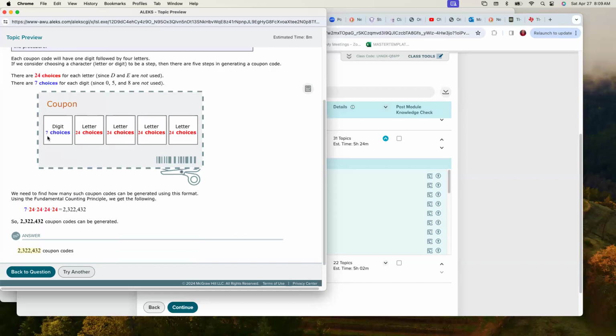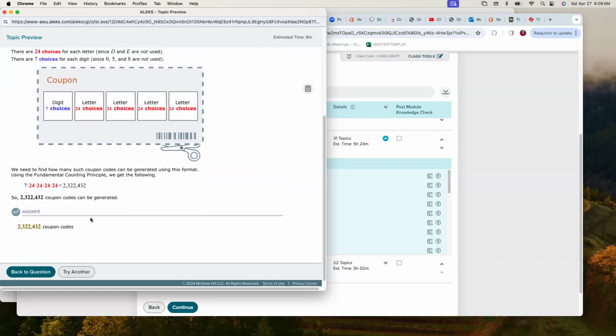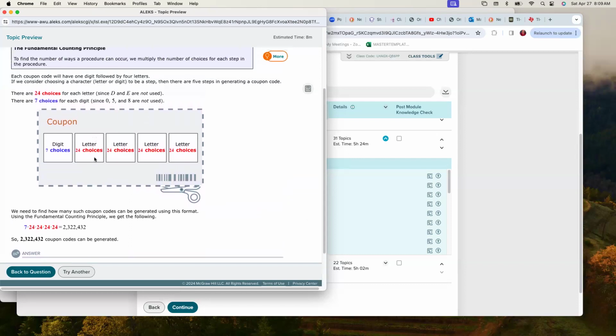So if I just took 7 times 24, for the first letter, times 24 times 24 times 24. Here you have, they wrote it out here. That's where the 2,322,432 is coming from. Okay. So that's how many different codes can be generated. And, for whatever reason, they're excluding D and E here and 0, 5, and 8, probably just to get some variety for these homework questions.